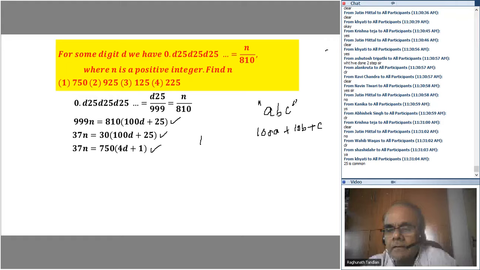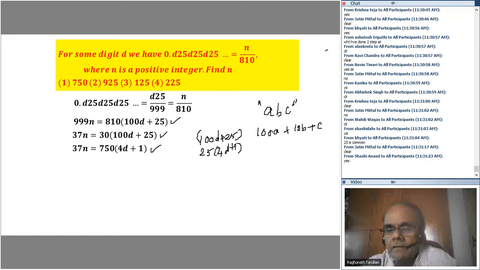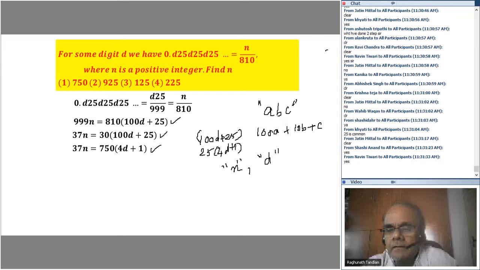100d plus 25. What is 100d plus 25? Is 25 common? I think all of you are clear now. Now, Rakesh, you are asking how d is 9. Please remember in this n should be an integer, d should be an integer. Both n and d are integers. Are we clear? Rakesh, are we clear?